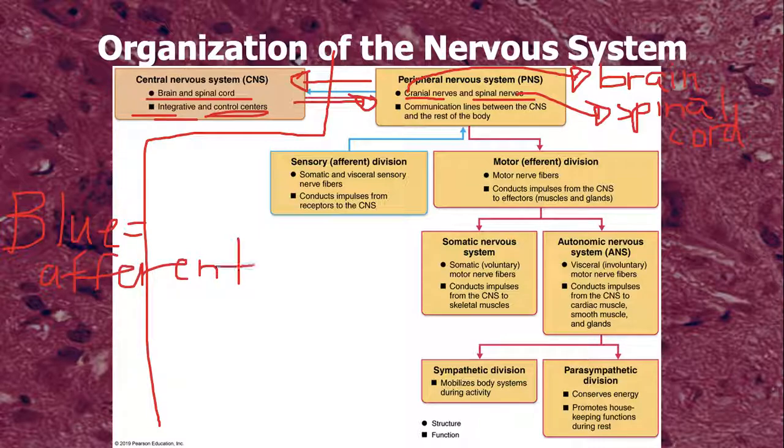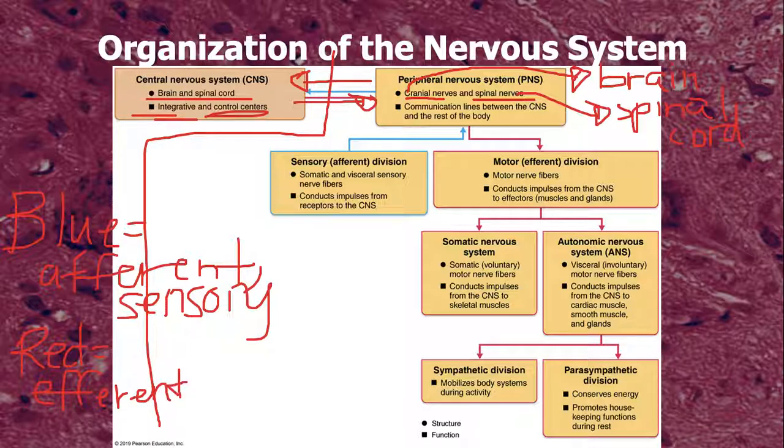Okay. And is that going to be sensory information or motor information? What are you sending to the brain? Sensory. Okay. And then if you are red, you're going away from the brain and spinal cord, then that now is efferent, because that's going to cause an effect. And instead of sensory, it's going to be motor. Okay?